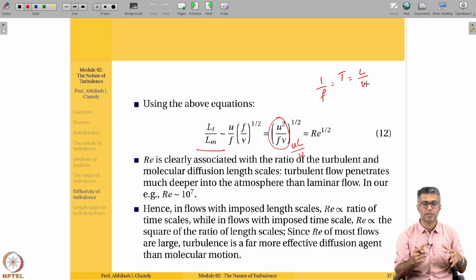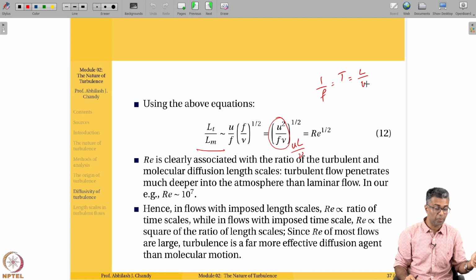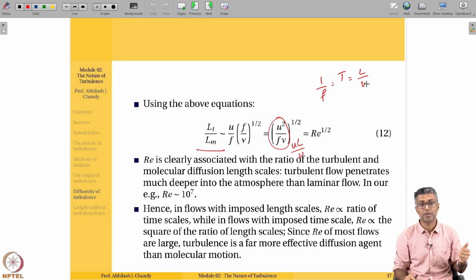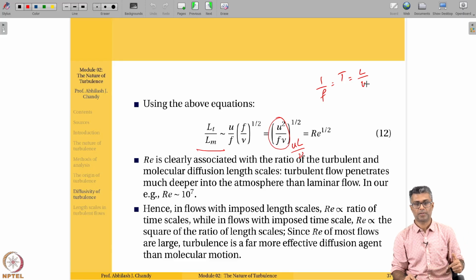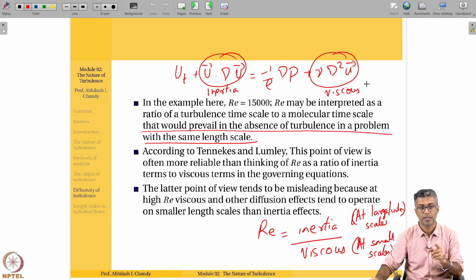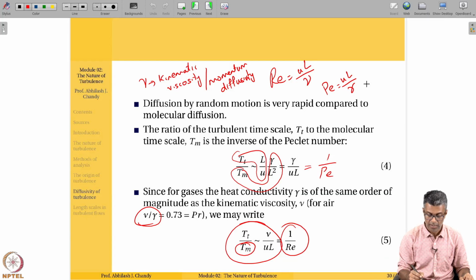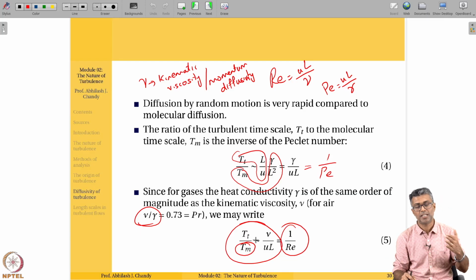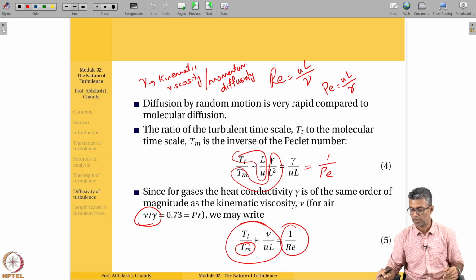So the summary is the fact that with imposed length scales, in the previous problem, in the room problem, Reynolds number is the ratio of the time scales. Okay? It was Tt over Tm. And while in flows with imposed time scales, so let me go back to make sure, it is the ratio of the time scales, isn't it? So we had here, see, it is 1 over Reynolds number is Tt over Tm, or Re is Tm over Tt, because when we are talking about time scales, it is the inverse, right, compared to length scales.